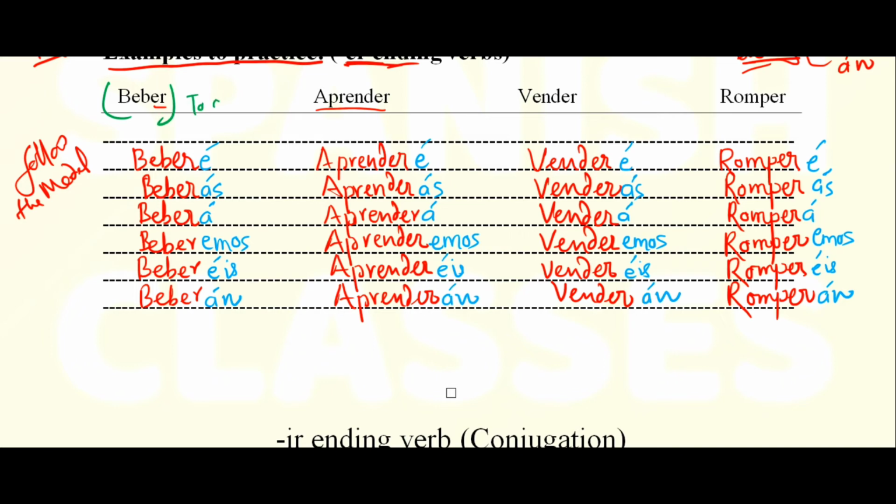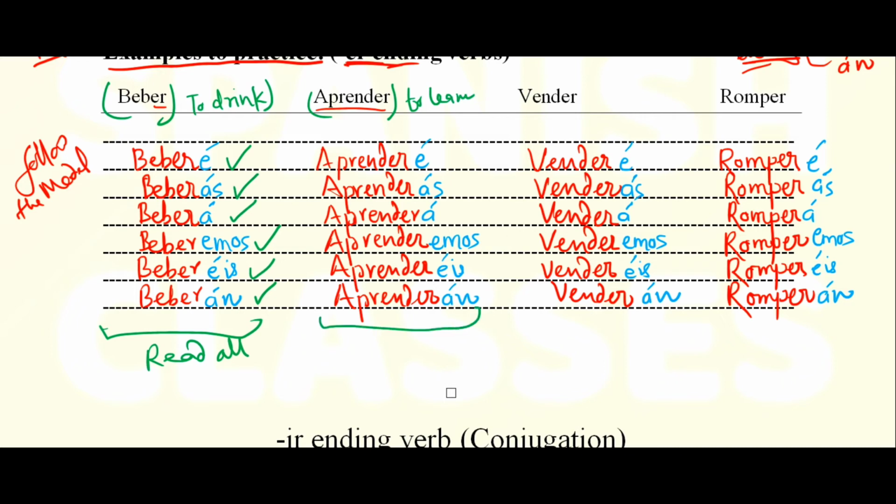Now, beber is to drink, as we know. Let's read the conjugation. Beberé, beberás, beberá, beberemos, beberéis, beberán. Next, aprender means to learn. Let's read the conjugation. Aprenderé, aprenderás, aprenderá, aprenderemos, aprenderéis, aprenderán.